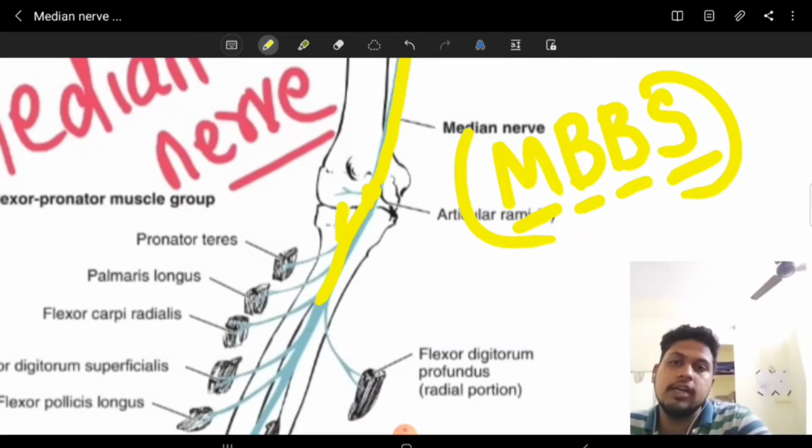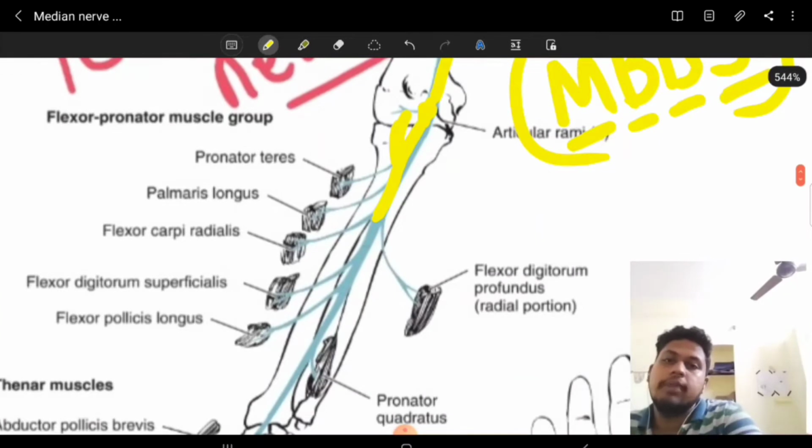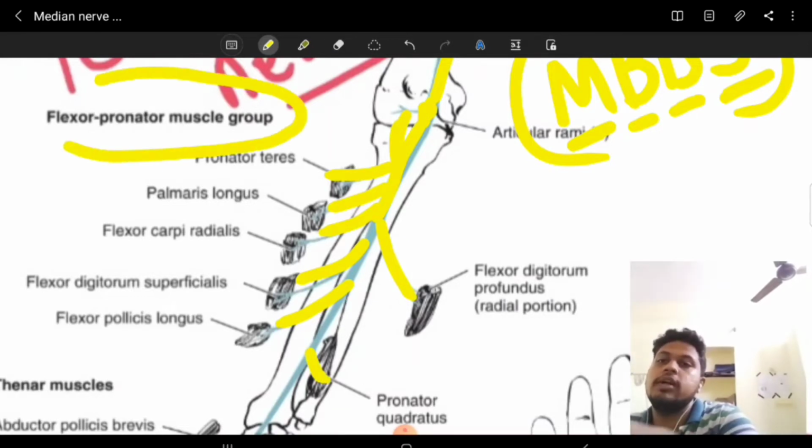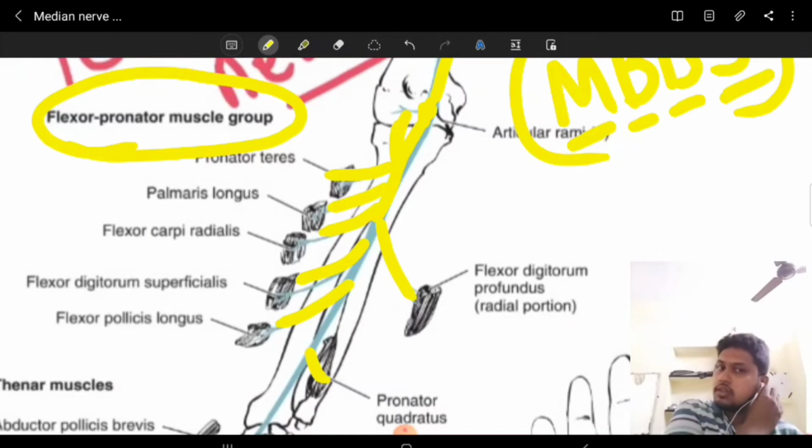It continues further downwards and lies below the muscle pronator teres, and it gives off many branches to the anterior compartment or the flexor compartment of the forearm. So, the flexor pronator muscle group.